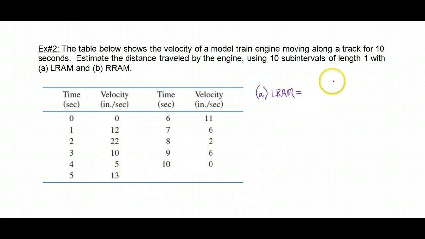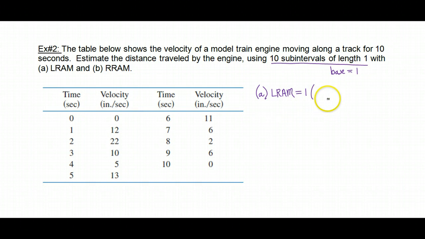Okay, so LRAM says right here, 10 subintervals of length 1. That means the base of each of our rectangles is 1. So you could put 1 times the height plus 1 times the height, or just remember the whole thing's multiplied by 1. If you really want, you could put a 1 on the outside. Do you really need it? No. But I'll leave it in there just to show that that's the base.